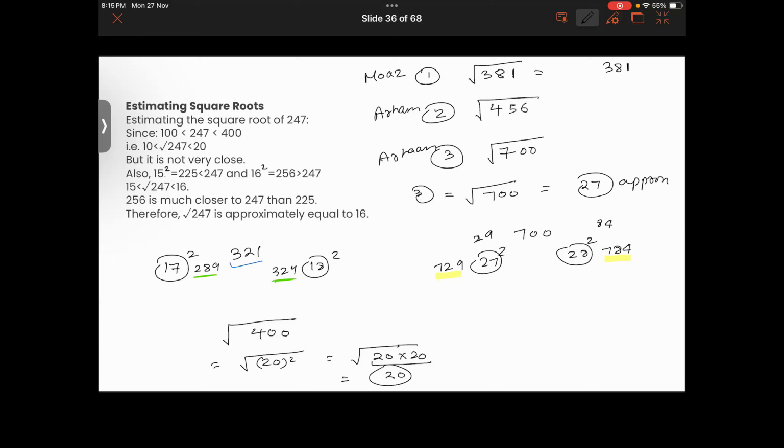Because there the difference will be only 19. Look here: 19 square is 361, 20 square is 400. Here the difference is 19, and here the difference is 20. So thereby it will be closer to the square of 20, and hence its square root will be closer to 20.